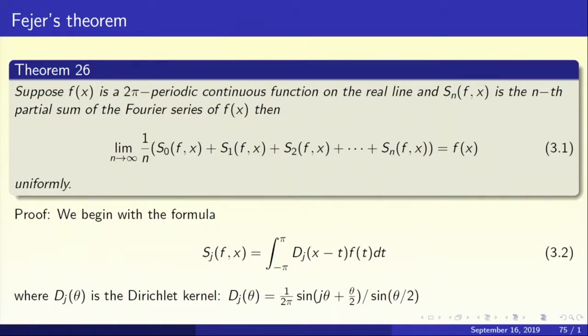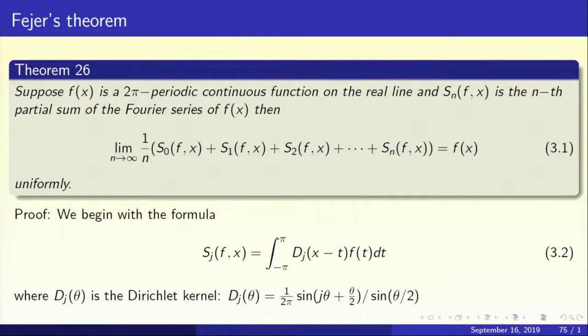Okay. We begin by the formula for the jth partial sum of the Fourier series. Remember, what is the jth partial sum? We got an integral expression for the jth partial sum in the first module. The Sj f x is integral minus pi to pi dj of x minus t f of t dt, where dj is the Dirichlet kernel. dj theta is 1 upon 2 pi sine of j theta plus theta by 2 divided by sine theta by 2. We derived this expression in module 1. So, that is your Sj of f of x.